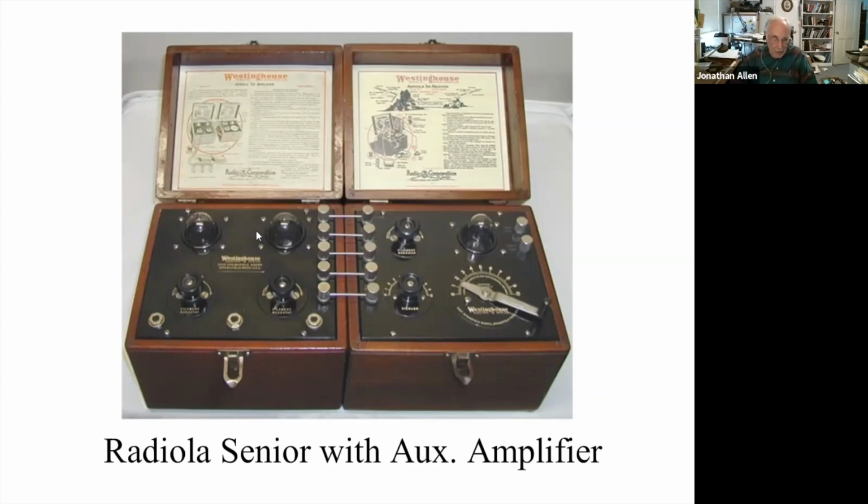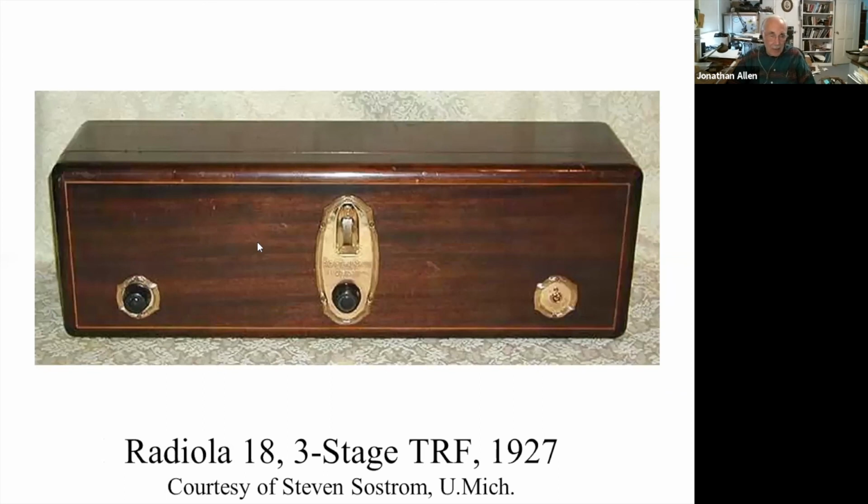As tubes became cheaper and more available, RCA introduced TRF, tuned radio frequency sets, that avoided the need for the critical tweaking of the regeneration. And one of them that we have at the Sarnoff Collection, although it's not individually this one, is the Radiola 18, which has 3 tuned RF stages ahead of the detector. And this one was made in 1927.